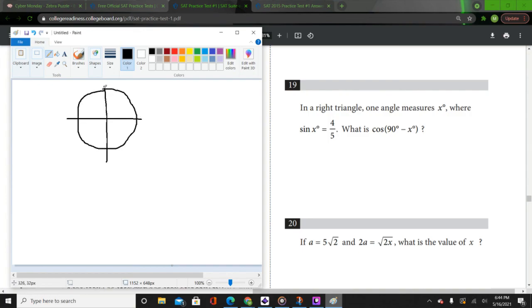I mean, granted, you don't really need it. So you want sine of x to be 4/5. So let's say 4/5 is right around here. So sine of x is at this angle. But you want cosine of 90 minus x. So basically, you want the cosine of right here, because this is 90 minus x next to this big angle.